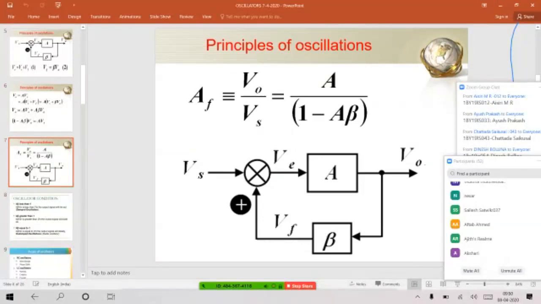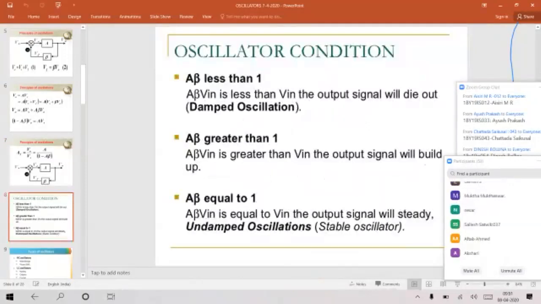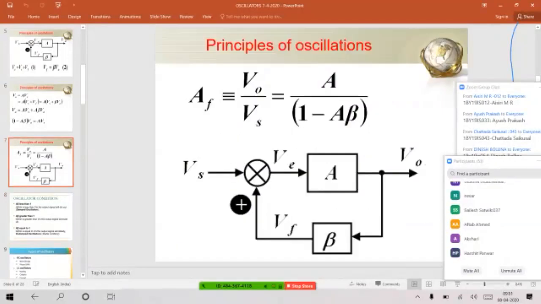Referring to the same expression we discussed just now, when A beta is less than 1, the output signal will die out. That is a damped signal you will get. Coming to this expression, when A beta is less than 1, what happens? The gain goes on reducing.